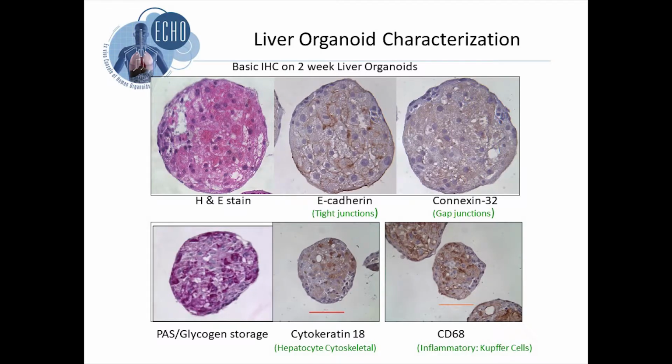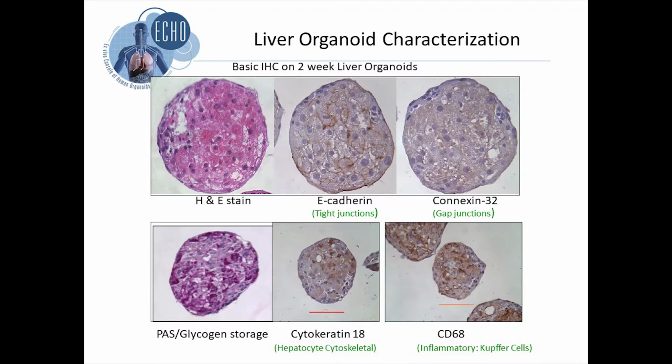You can see the E-cadherin staining for tight junctions, connexin 32. PAS staining shows that they have glycogen storage. Keratin 18 and CD68 staining all look what you'd expect and show that the organoids are in a good condition.